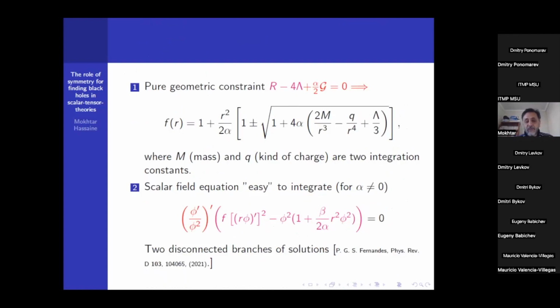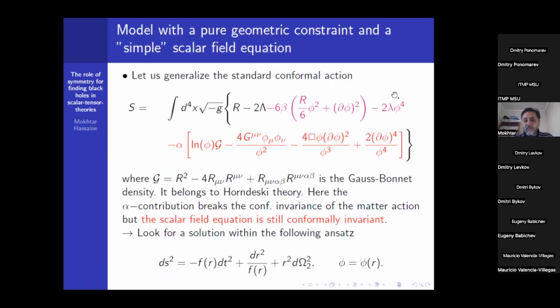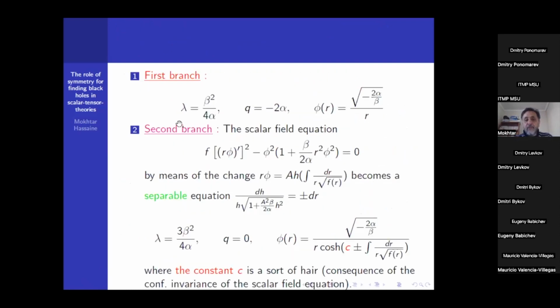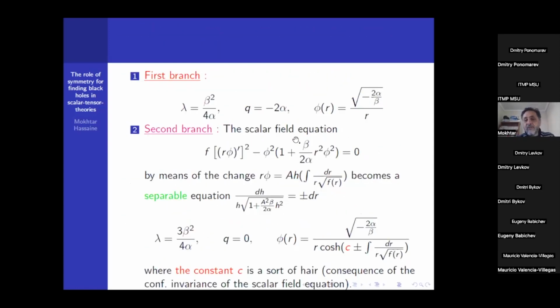So the first branch, I mean the red one, happens for lambda, the coupling of the conformal potential, at this special point, lambda is beta squared over 4 alpha. This charge is fixed in terms of the coupling of the Gauss-Bonnet piece, this alpha piece. And the dilaton scalar field is 1 over r, or if you go to the other coordinate, it can be an exponential if you want. The second branch is very nice because it can be integrated by means of this.